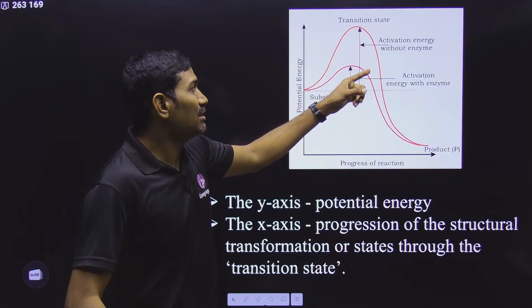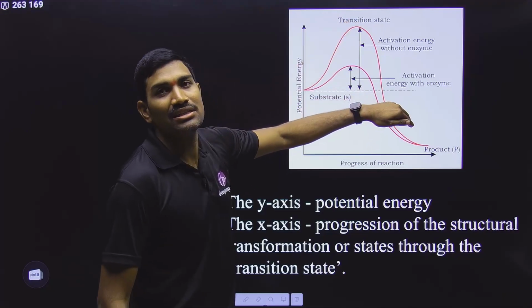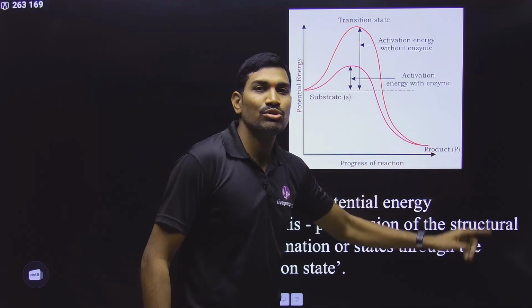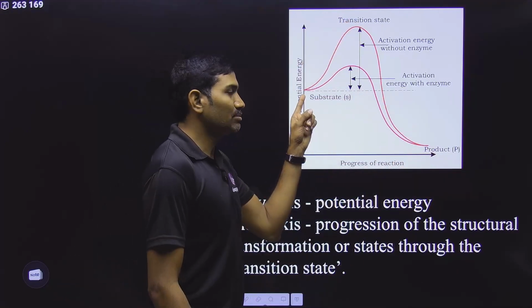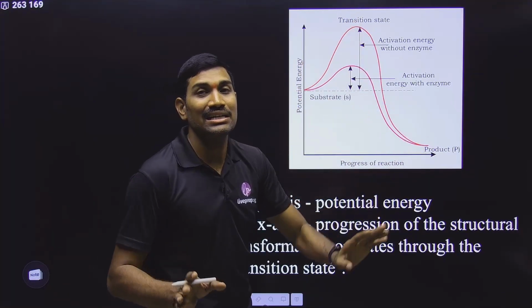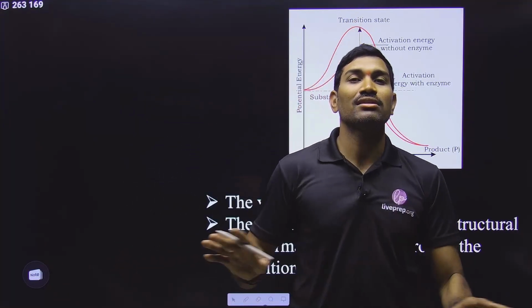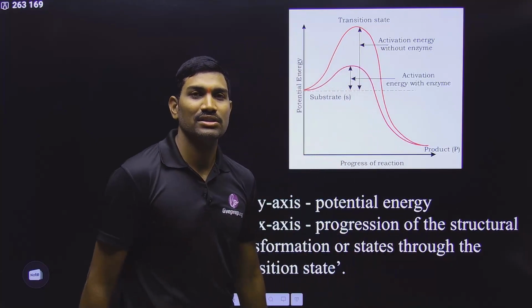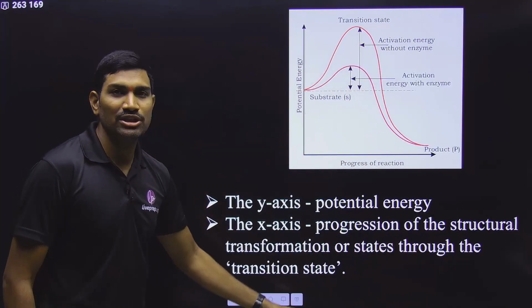They are highly unstable. That's why they quickly change their form and are then converted into stable products. So substrates are stable, products are stable, but the transition state and intermediate states are not stable. These are some important points that you need to understand from this NCERT explanation.